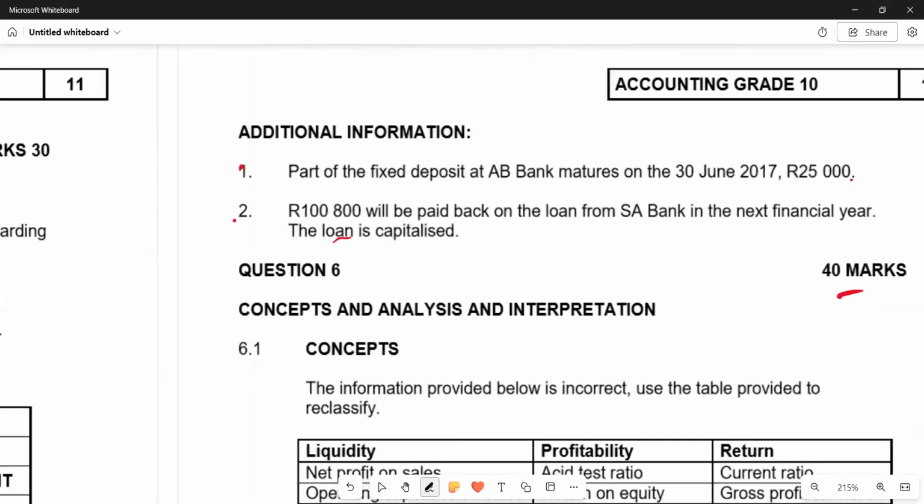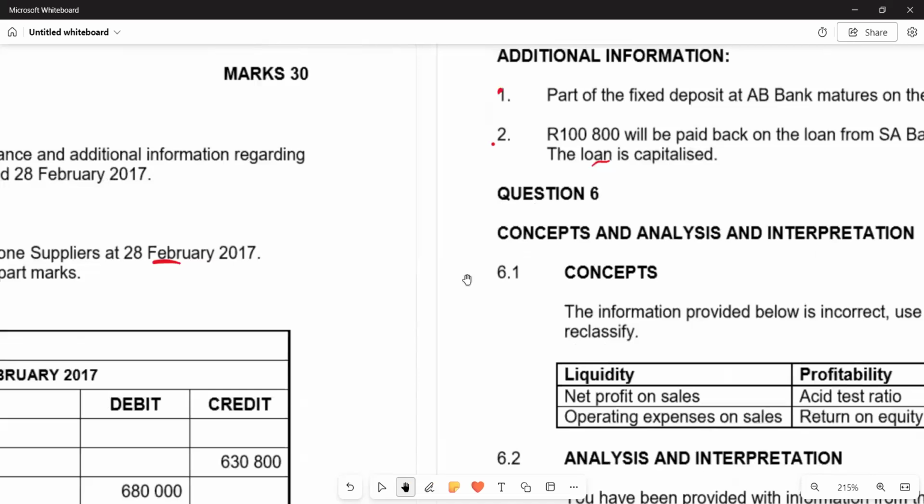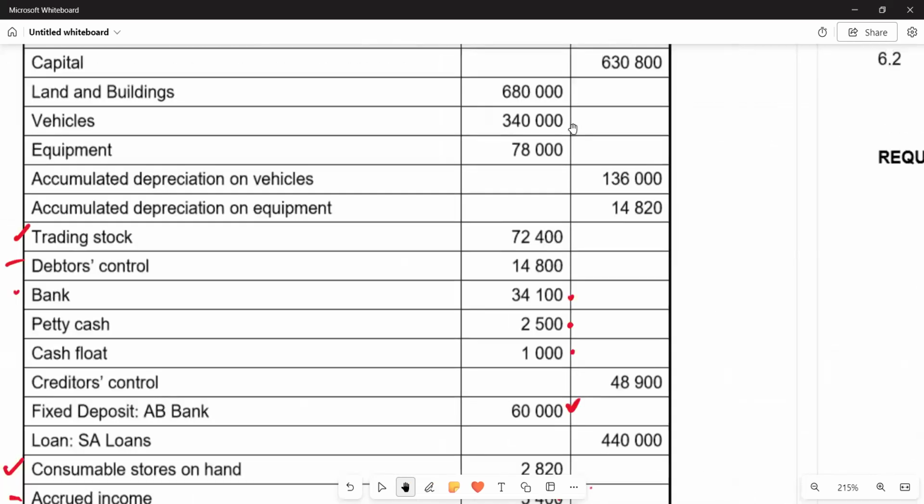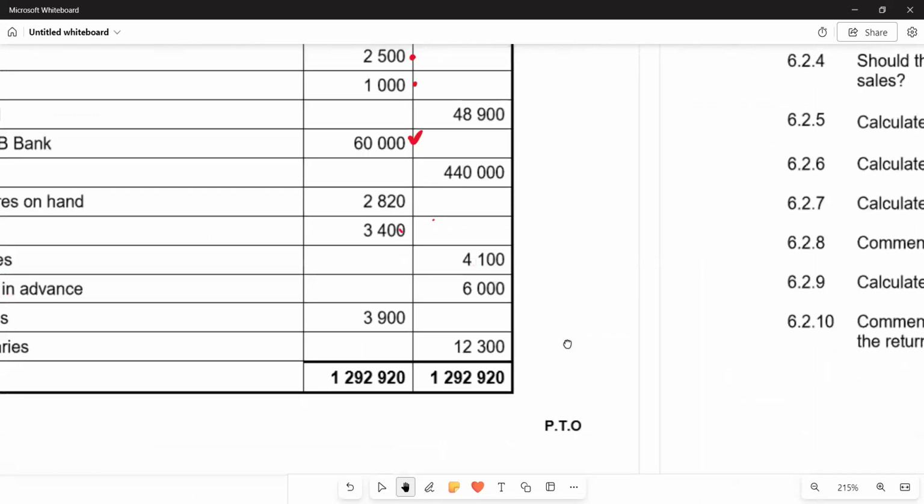The statement is saying part of the fixed deposit at AB Bank matures on 3rd June 2017, and we are going to transfer it to current assets. It goes under cash and cash equivalent. So then we add again 25,000. So basically, we are saying 25,000 plus the figure for bank, 34,100, plus the figure for petty cash, 2,500, plus the figure for cash float, 1,000. And then we get our figure for cash and cash equivalents.